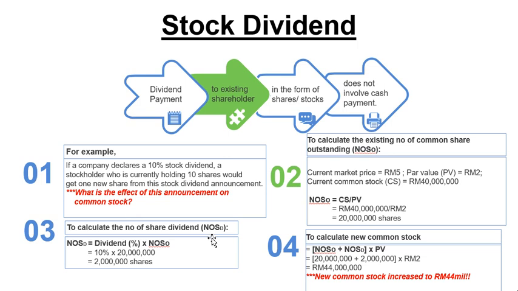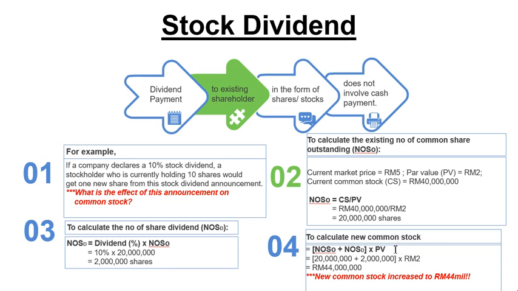And we proceed with the calculation of number of shares dividend, and this is determined by taking the dividend in percentage multiplied by number of shares outstanding. Dividend declared is 10%, number of shares outstanding is 20 million, therefore the number of share dividend is 2 million shares. And from here we can know the new common stock.